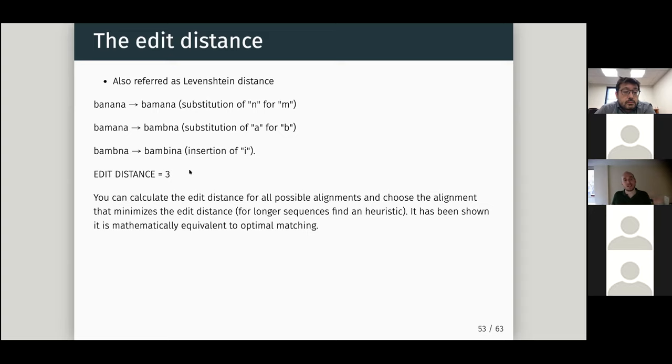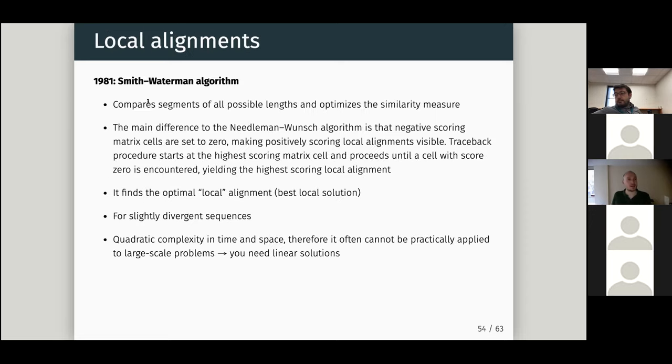So if you take, this is an Italian word, but if you take two words that are relatively similar to each other and ask the question, how close or similar to each other they are, that's the edit distance. So how many changes you have to apply to banana to convert this into bambina, and it actually turns out to be three changes. So first you have to change the N into an M, and then you have to, I think, replace A with B, and then insert an I. Okay, and it turns out that this is essentially equivalent to the other method.